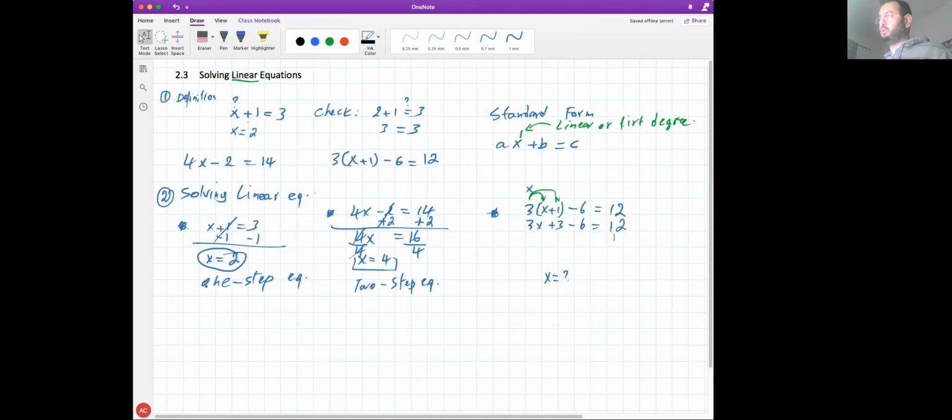What did we do last time after distribution? What do we do after distributing? The subtraction. We combine like terms, right? So what do we combine?